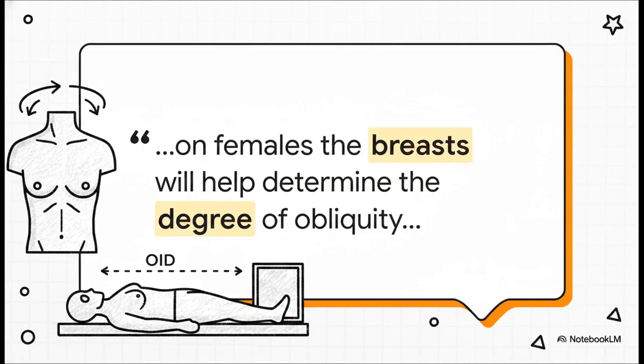Now, what's really fascinating about setting this up is a highly practical clinical detail, right from the source material about patient positioning. When setting up a seated or prone patient for a lateral view, there isn't actually an exact degree of body rotation required. But the text notes that on females, the breasts will actually help determine the degree of obliquity. The whole goal of angling the body here is to decrease the object-to-image distance, the OID, getting the skull as flush and as close to the image receptor as absolutely possible.